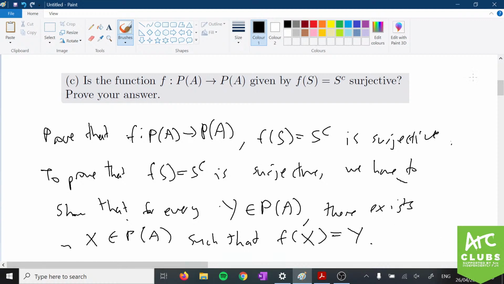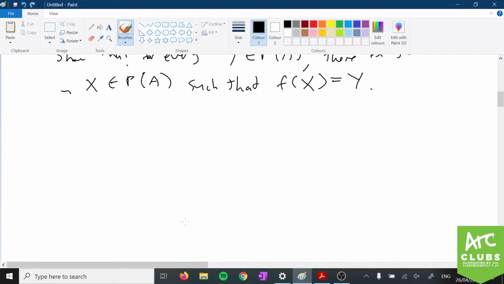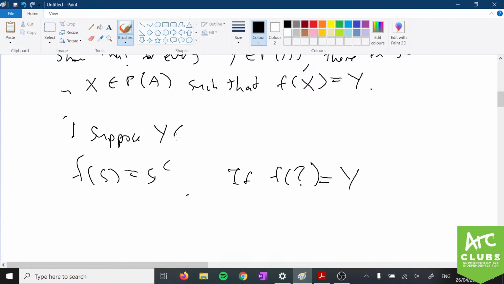f of s was s complement, right? So we need to find some question mark so that f of that question mark equals y. Before that I should state: suppose y is in the power set of A. We just need to find this question mark and see if that's also in the power set of A, right? Does anyone want to take a guess of what that question mark would be?